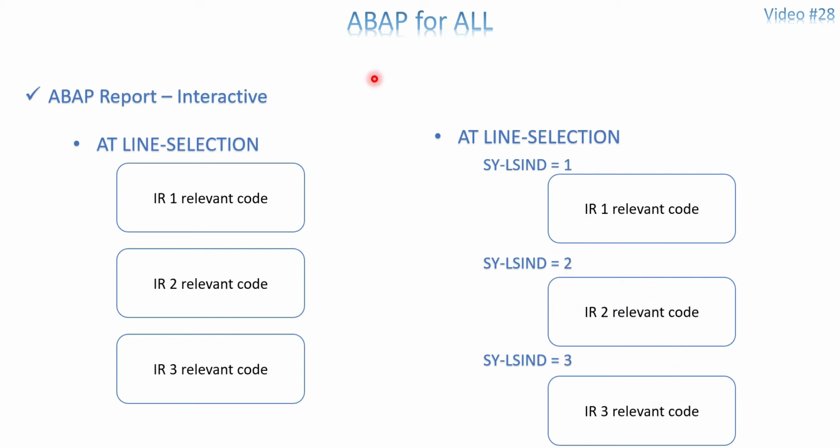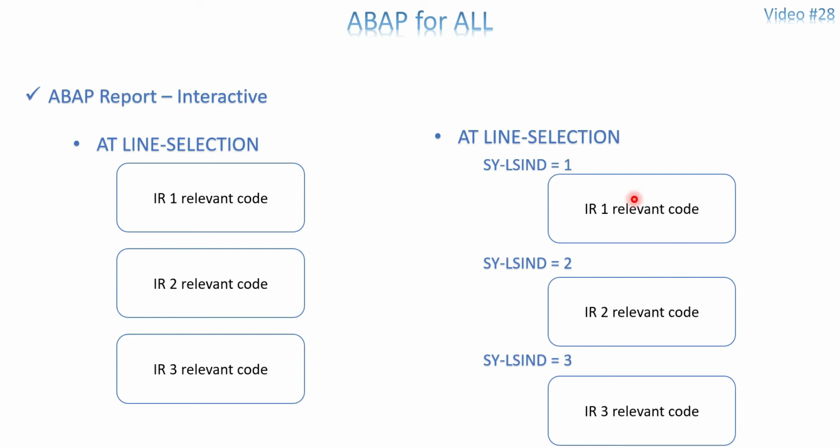So if a double click happens in the classical report, I'm going to use an IF condition: if list index equals 1, execute this code. If a double click happens on interactive 1, then list index gets the value 2, so execute this. I'm going to use IF, ELSEIF, ELSEIF, ELSEIF to segregate which code needs to be executed when. That is the use of list index.